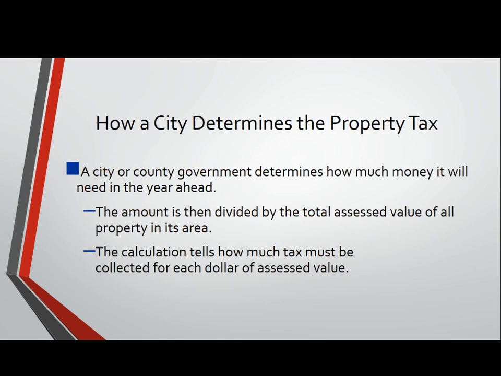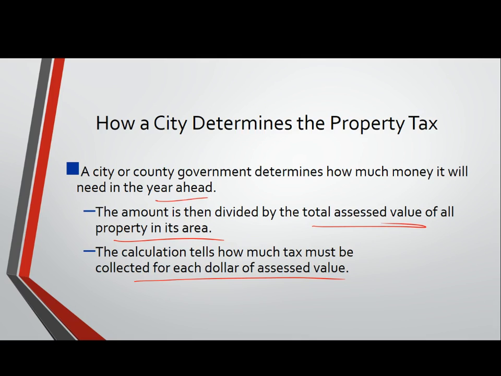Okay. So how does a city determine a property tax? The city or county government determines how much money it's going to need for the year. So they do their budget. Usually it's at the end of the year. They figure out how much they're going to need. And then they take that amount and they divide it by the assessed value of all the property in its area. So if it's a city, they look at the assessed value of all the homes in the city, add them all together, and divide how much money they're going to need by the assessed value. And then that tells them how much tax they need to collect for each dollar of the assessed value so that they can pay the bills for the city.